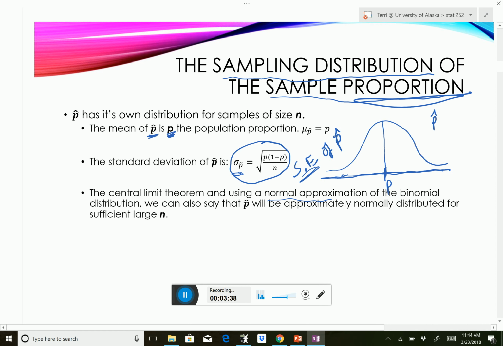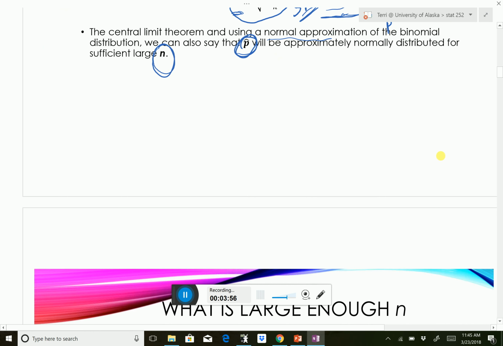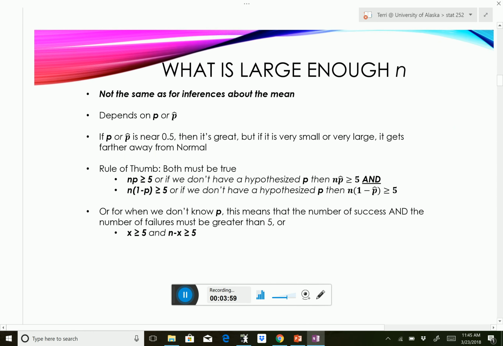So, according to the central limit theorem, P hat will be approximately normal as long as we have sufficiently large n. Okay, forget what you know about 30. That was our rule of thumb for means, but when we're going to make inferences about proportions, we need to change that. It's no longer about the means. It depends on the P or the P hat, depending on if we have a P or not, and that depends on if we do a confidence interval or a hypothesis test.